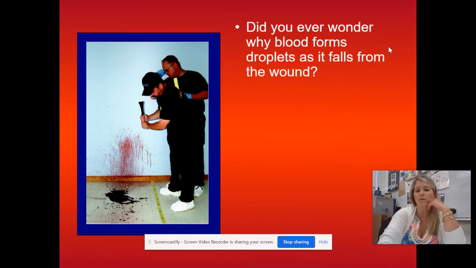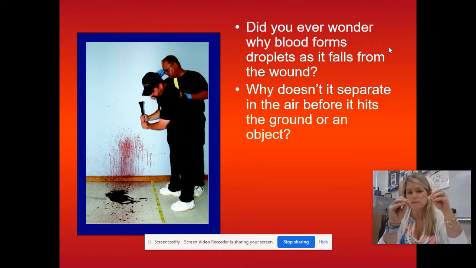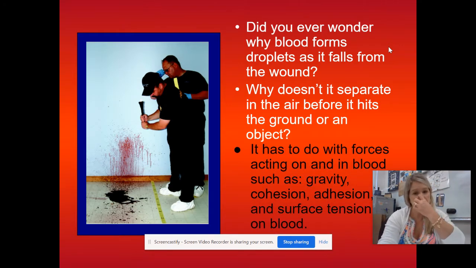All right. So something you might not have thought about, but why does blood actually form droplets? And why doesn't it separate in the air before it hits the ground? So why doesn't it all come apart? Why does it stay in droplets? It has to do with the forces of adhesion and cohesion in the actual blood itself, right? The viscosity of the blood and the molecules sticking together. That's something we're not going to go into deeply, but I just want you to know that we're able to predict the blood spatter patterns based on what we know about blood in general, just like the substance.